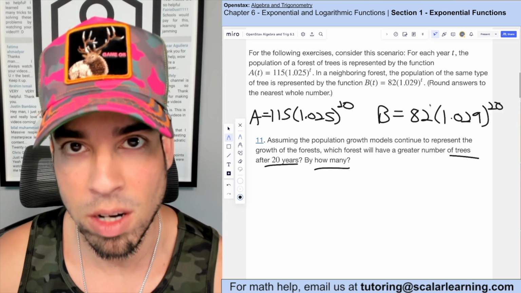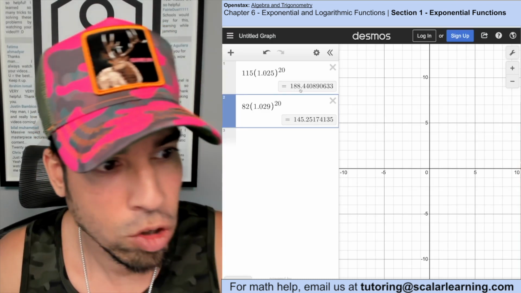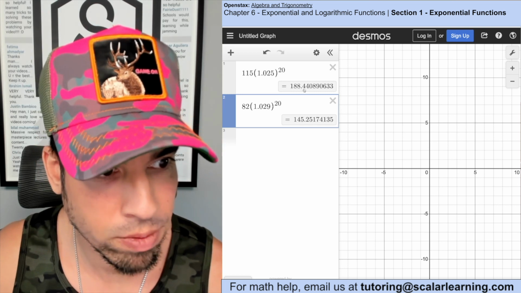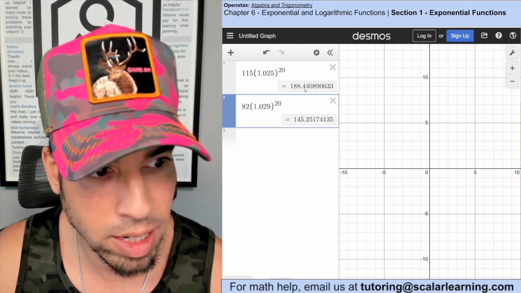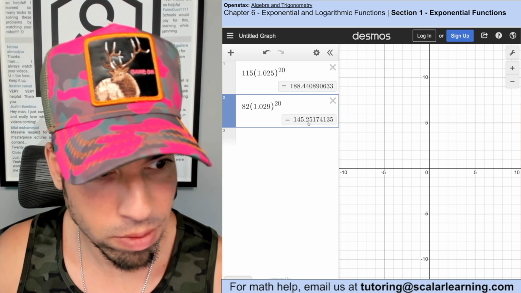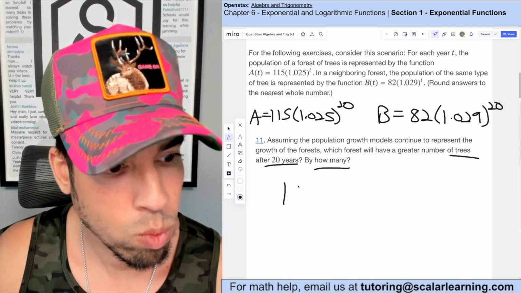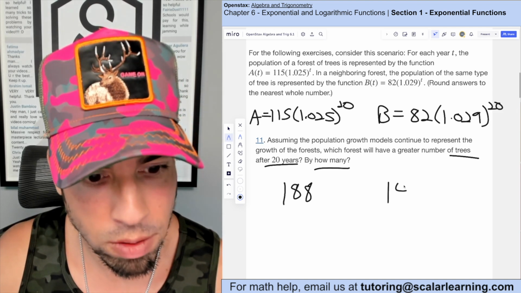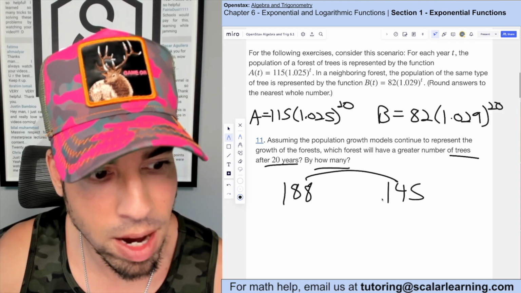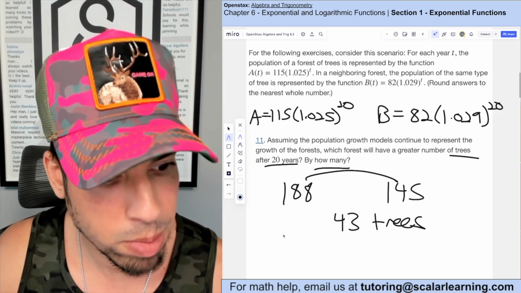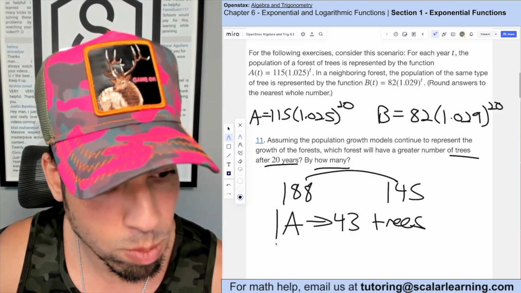Now let's plug it into a calculator, Desmos, let's see what we get. So for this one, when we plug in 20 for A, we get 188.4. We'll round to the nearest whole number as 188. And this one will be 145.25, which will round to 145. So we have 188 versus 145. That's a difference of 43 trees. So it will be A by 43 more trees.